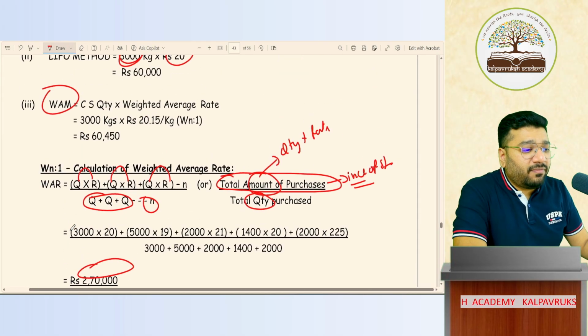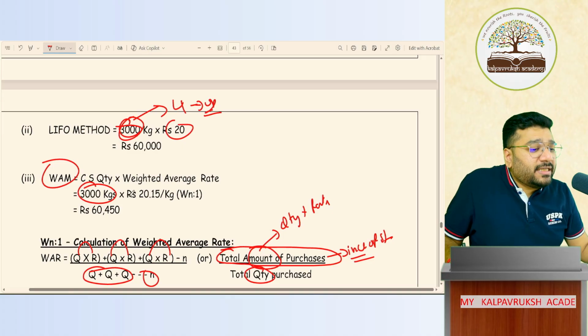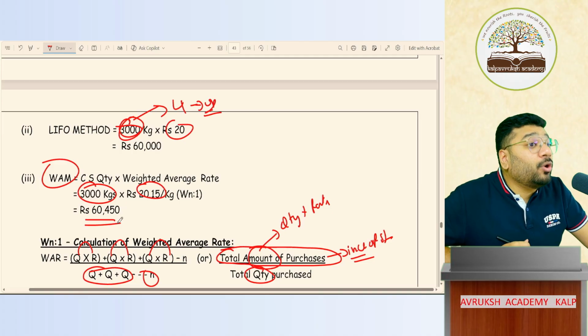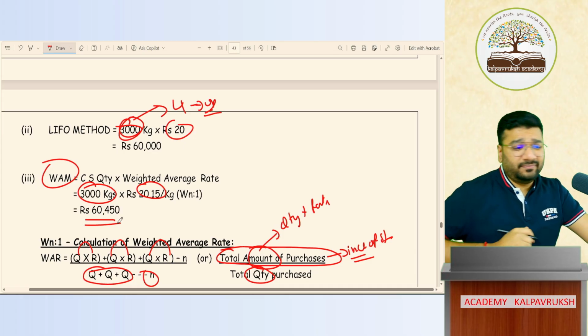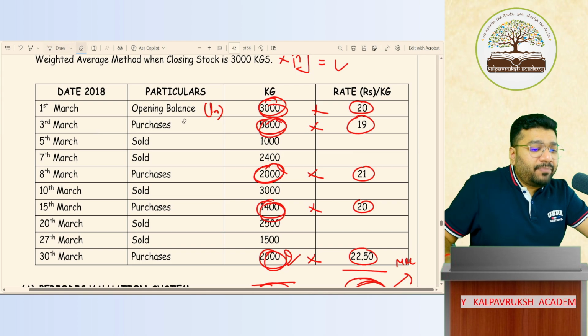20.15. So in closing stock, what is the quantity? 3,000 kg into 20.15. So what is the cost of inventory? 60,450. This is for the weighted average method. Okay? Now the simple method, how will you do it?